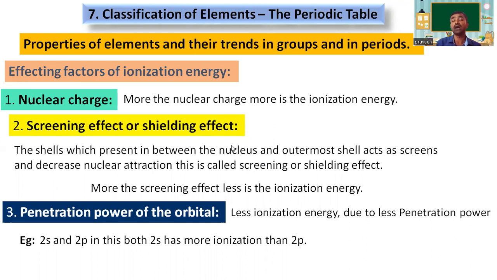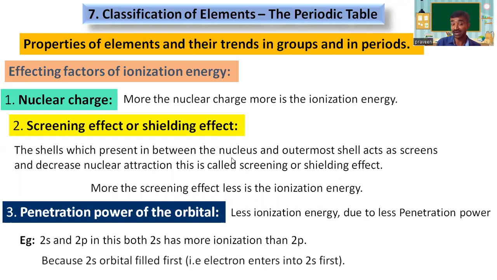We already learned that 2s is filled first compared with 2p. So 2s is filled first, and penetration power is more for 2s. That is the reason greater ionization energy is required to remove an electron from 2s.